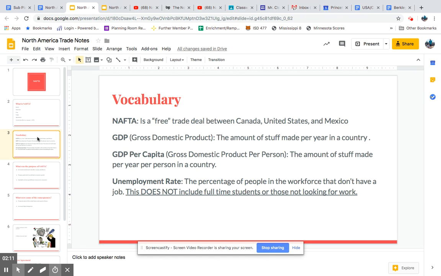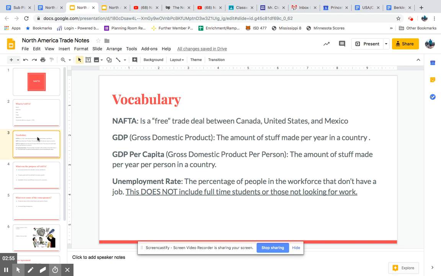Next is GDP per capita. That is gross domestic product per person. The one above was the amount of stuff per year. This one, with per capita at the end, is the amount of stuff made per year per person. A country like the United States that has over 330, 350 million people is going to produce a lot more than a small country in Europe that maybe only has 10 million people. But when you add in the per capita, it allows you to better balance per person. It's like the average: how much stuff are they making per year per person in that country? Both GDP and GDP per capita can be used when measuring a country's economy.